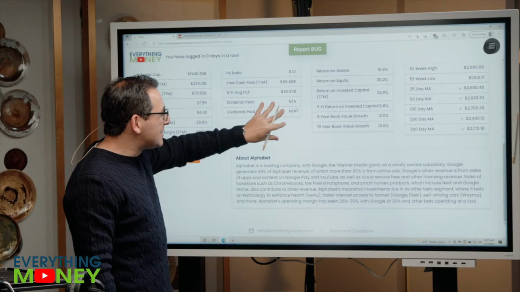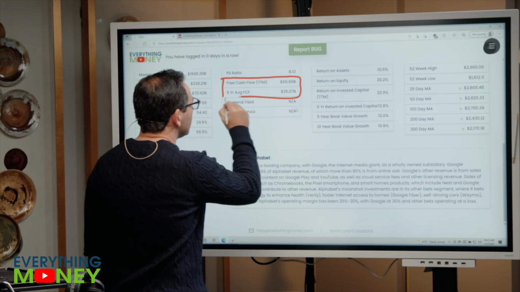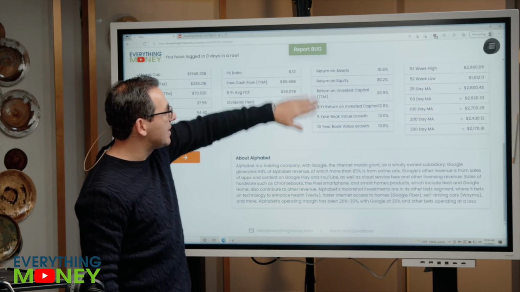It's better. Guys, no dividend being paid by this company. But on the main page, this is something we're going to focus on, their free cash flow. So just keep that in mind on the main page.